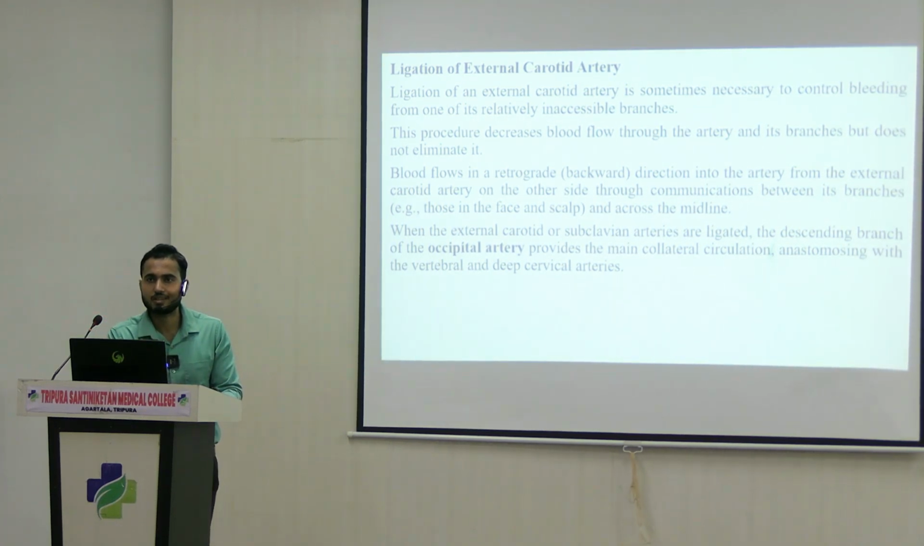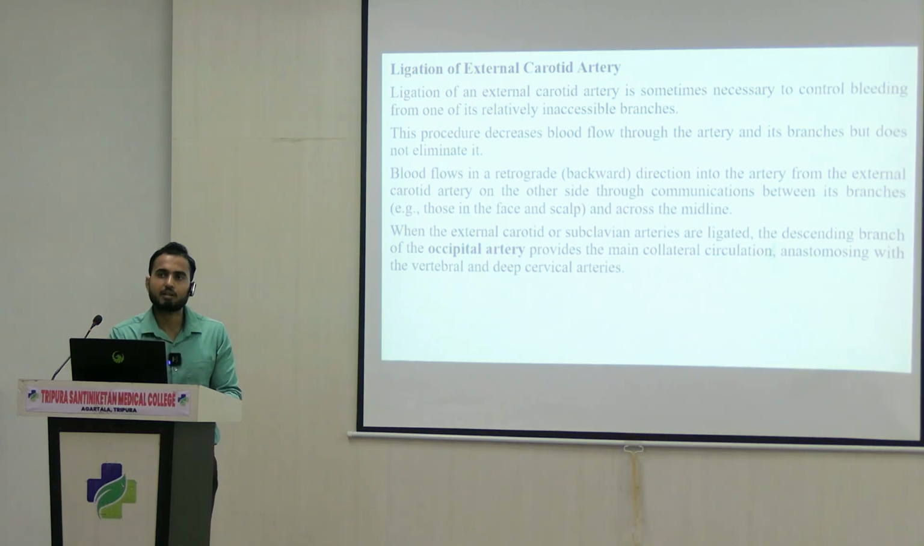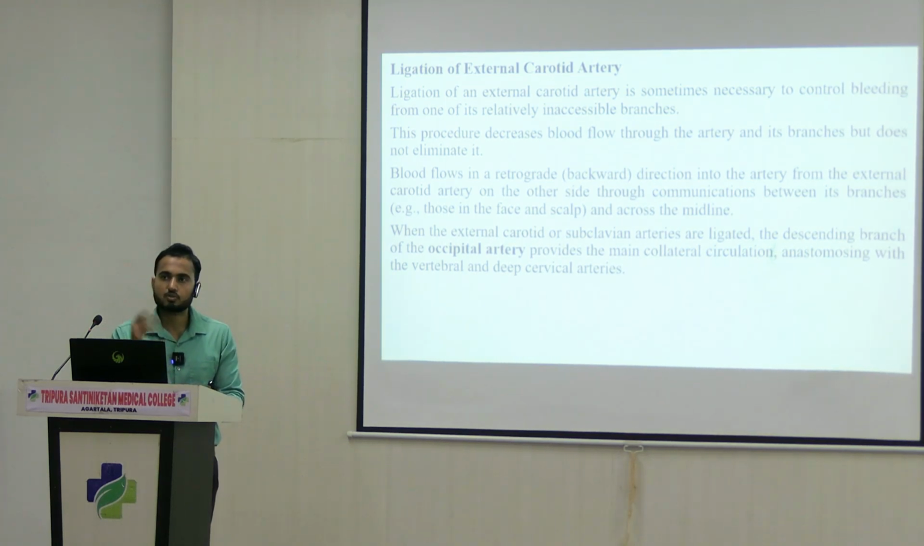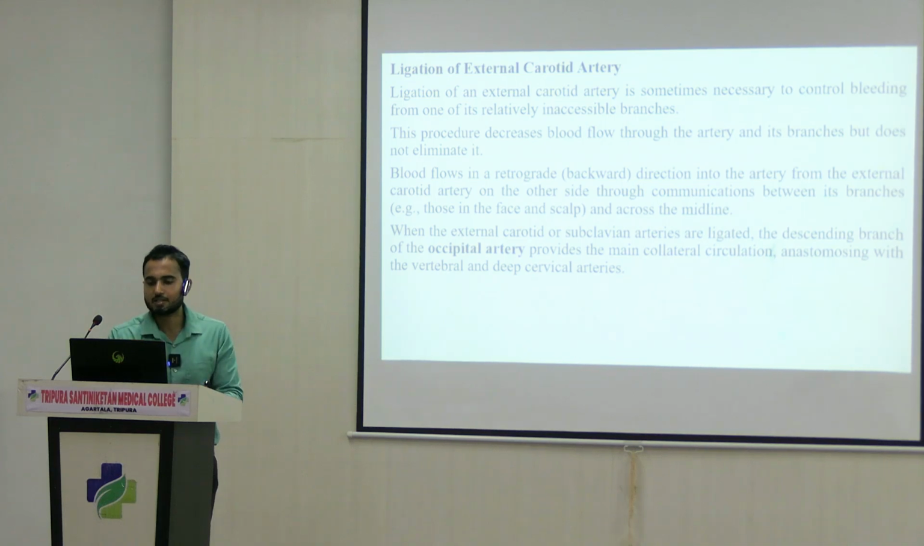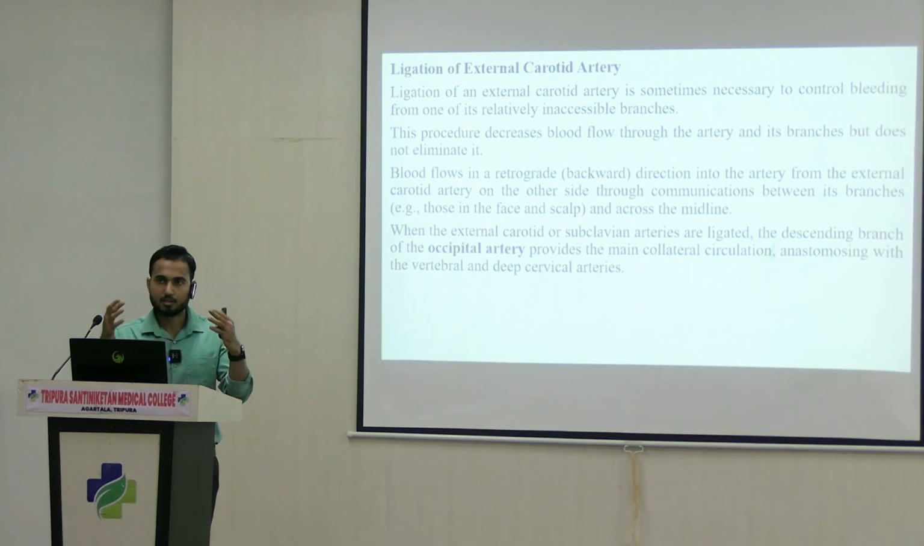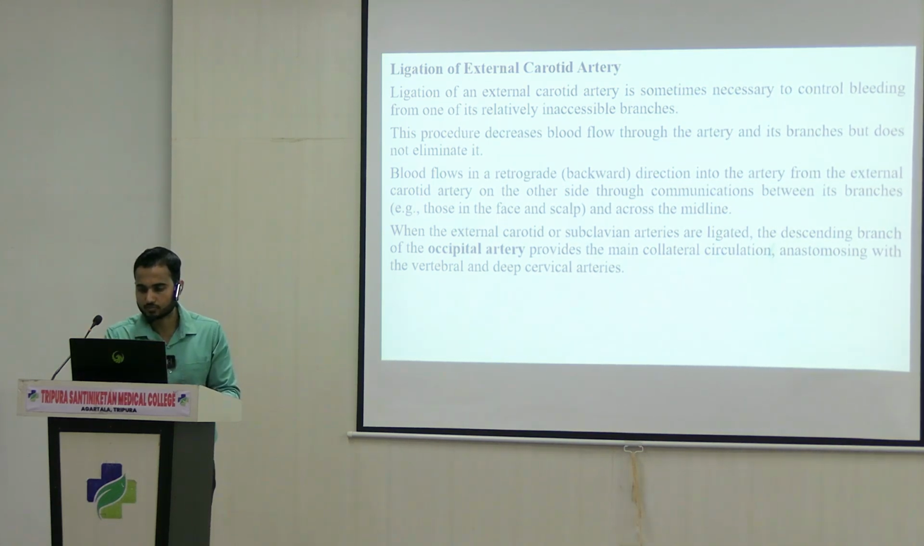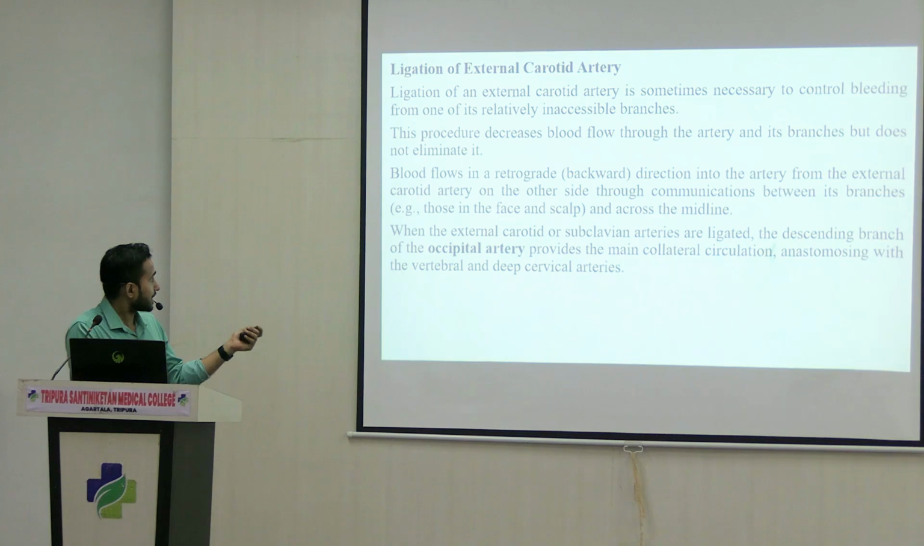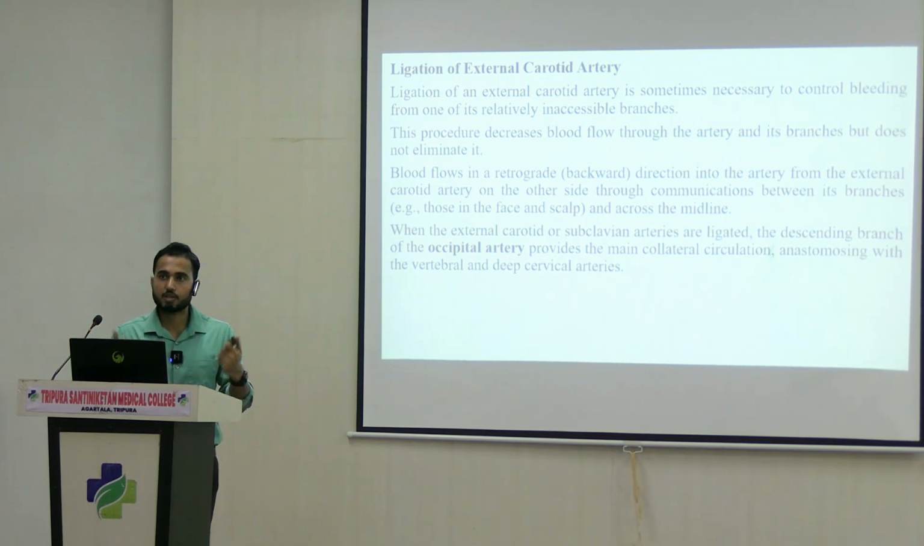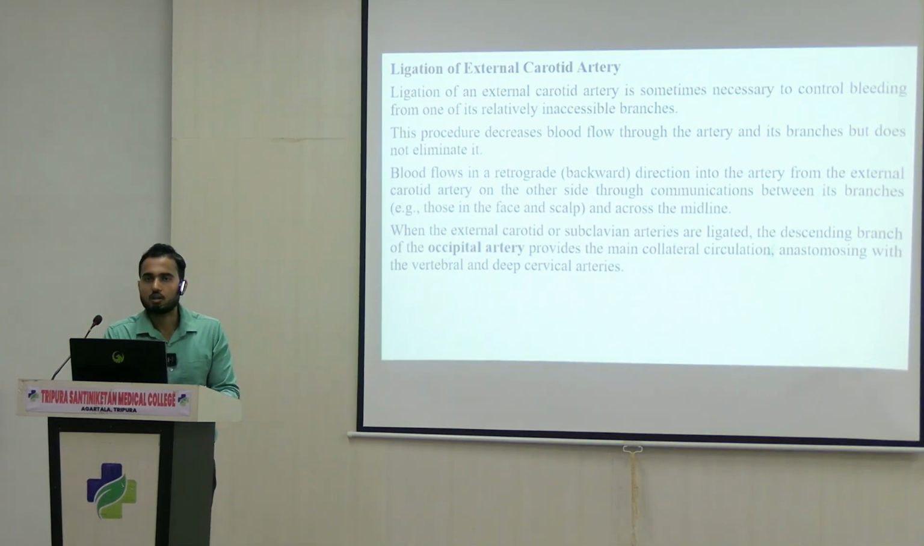So there are some branches which are not accessible directly. For that, we compress the external carotid artery. This procedure will decrease the blood flow, but will not eliminate it. Why will it not eliminate it? Because we know that external carotid arteries are present on both sides, and between the external carotid arteries, anastomosis takes place among the branches. For example, the external carotid artery on either side communicates between the branches on the face and scalp across the midline. So you have to compress on both sides in order to reduce the bleeding, in order to stop the bleeding.